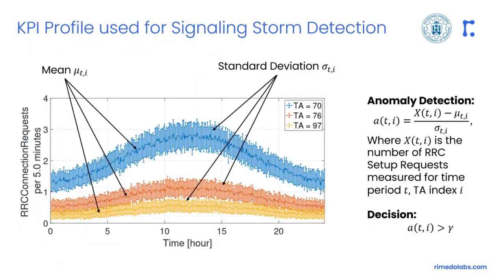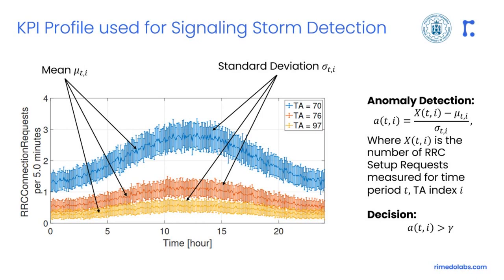The signaling storm detection is based on the so-called Key Performance Indicator profiles, namely KPI profiles. In our case, the KPI profile contains the long-term statistics of RRC setup requests associated with observed values of timing advance. It is mean number and standard deviation. In the figure we can see representative examples of such KPI profiles for several values of timing advance.